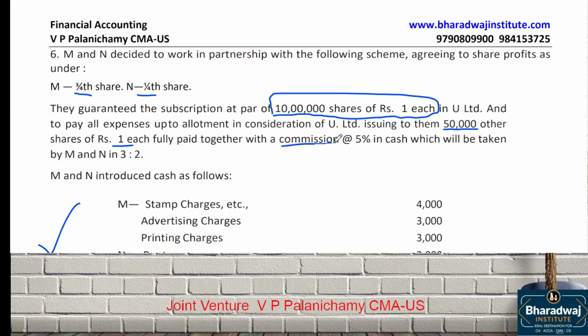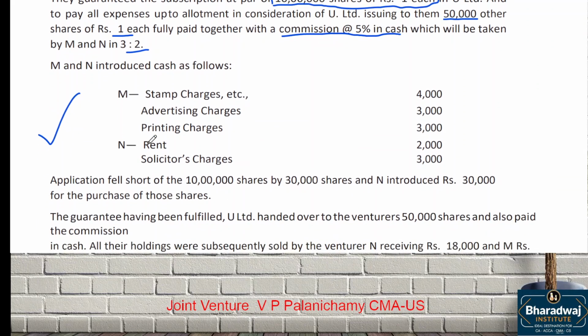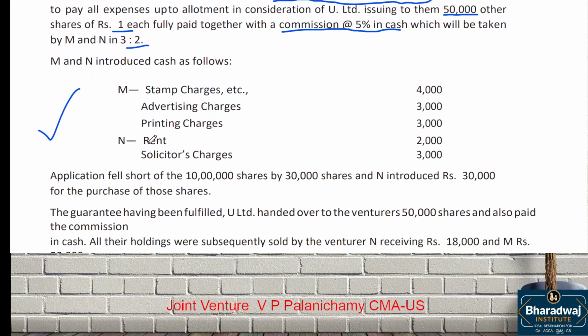Then commission of how much? 5% in cash, which will be taken up by M and N in which ratio? Commission will be taken in 3:2 ratio. M and N introduced cash. M paid all these expenses. N paid all these expenses. Application fell short by how many shares? 30,000 shares.